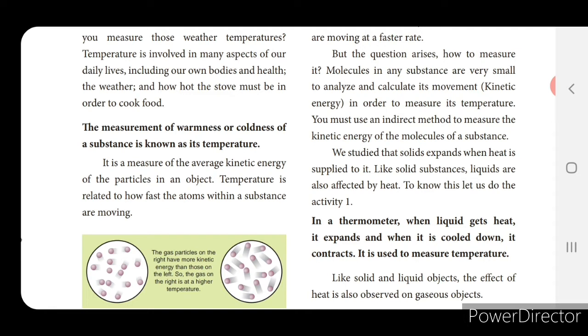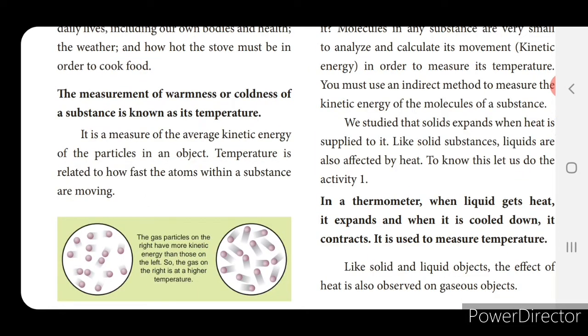When you heat something, as we have studied in the last class, when any object is heated, the atoms present in that substance will start to vibrate, and it will generate some energy, which we call kinetic energy. It is explained with the help of a diagram. It is a measure of the average kinetic energy of the particles in an object. So temperature is related to how fast the atoms within a substance are moving. Only if there is a temperature rise will the particles start to move.